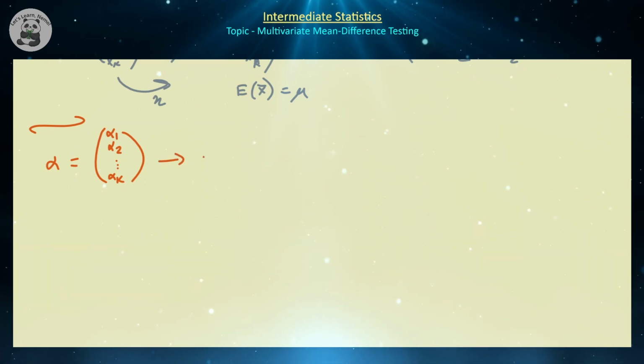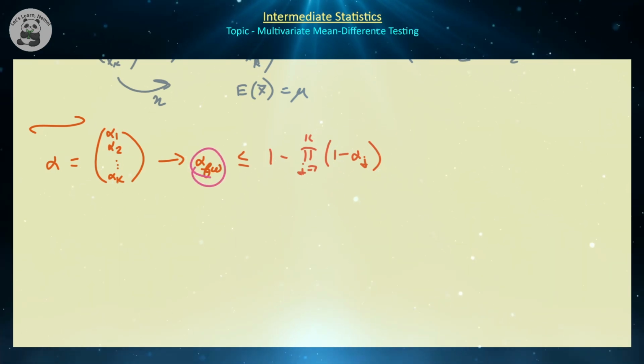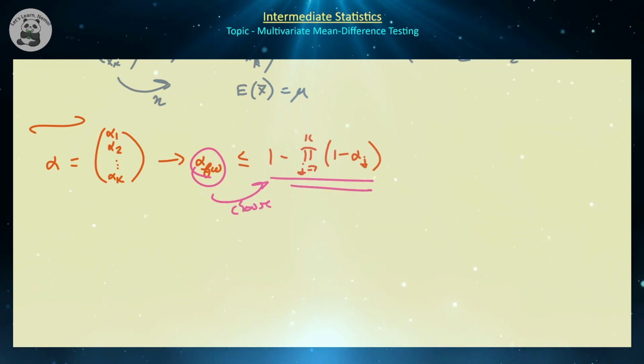So what we did was we pooled these alphas into what we call a family-wide alpha value, and from the Bonferroni inequality for probabilities, one should know that that's going to be less than or equal to 1 minus the product from j equals 1 to k of 1 minus alpha j. We do not necessarily know the exact value of our family-wide alpha, but we can choose it to be this upper bound, the thing on the right-hand side.